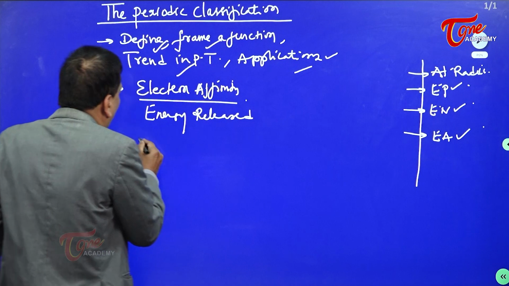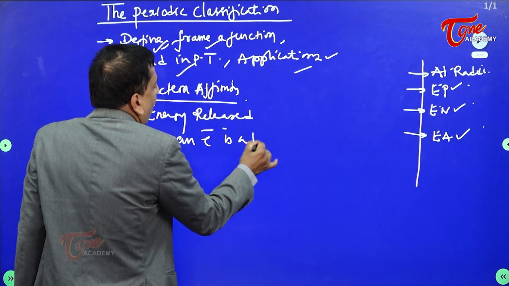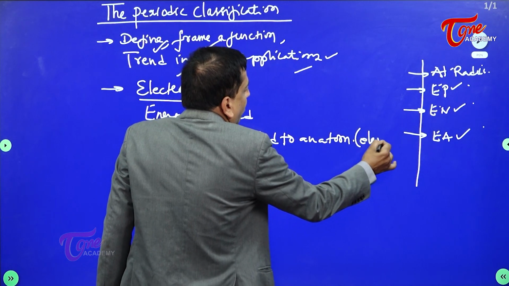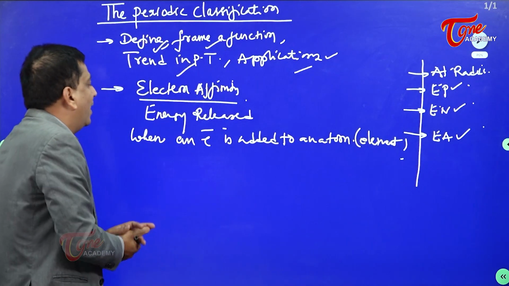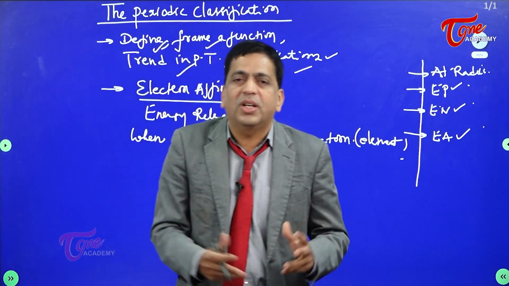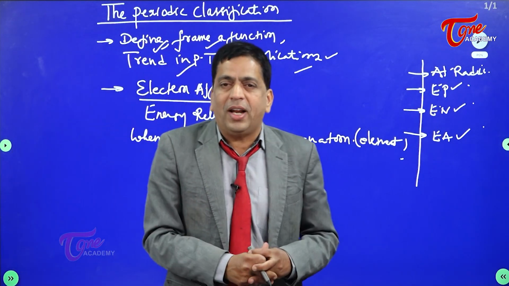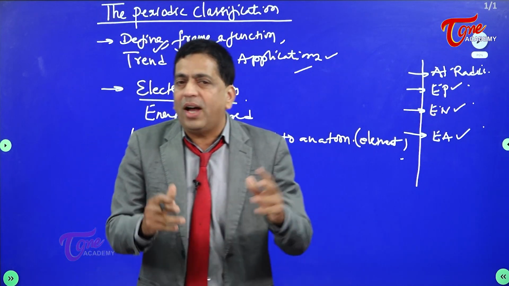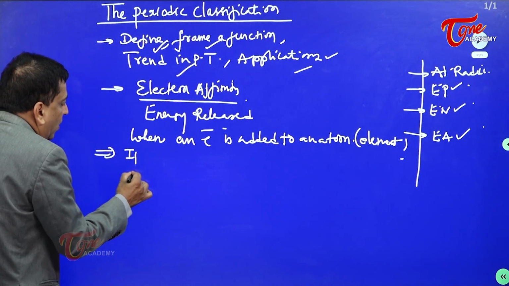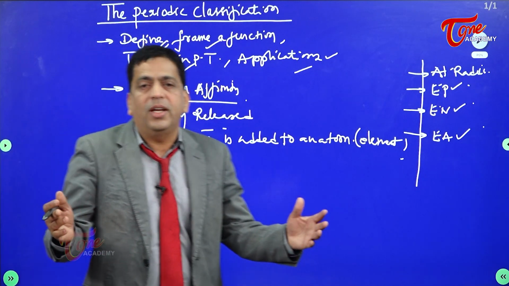So, energy released when an electron is added to an atom, or to an element. You must understand this. Energy released when an electron is added to an atom, you can say it that way. If this is the case, then I frame a sequence for you. Remember that it implies that if the added electron, watch carefully here.